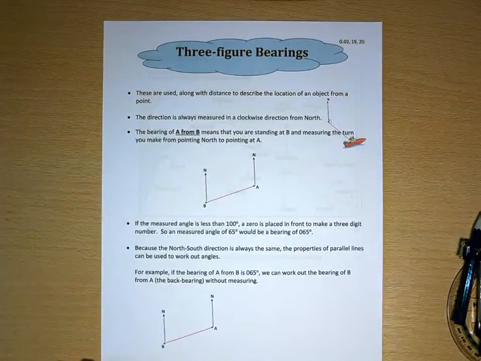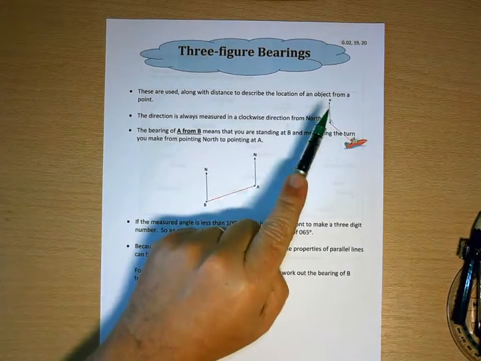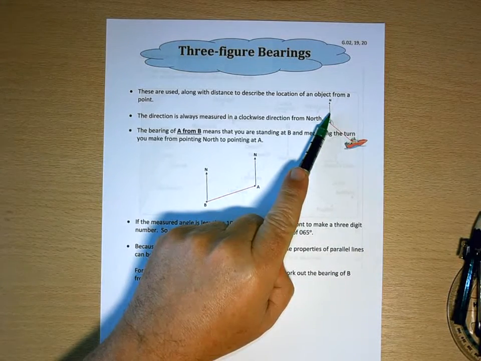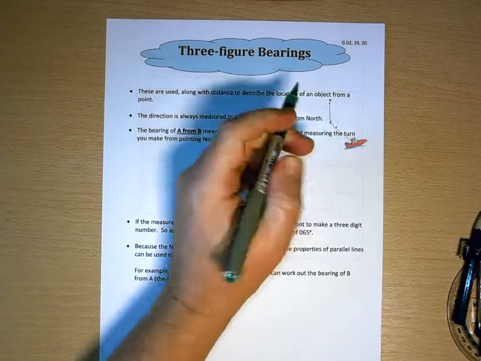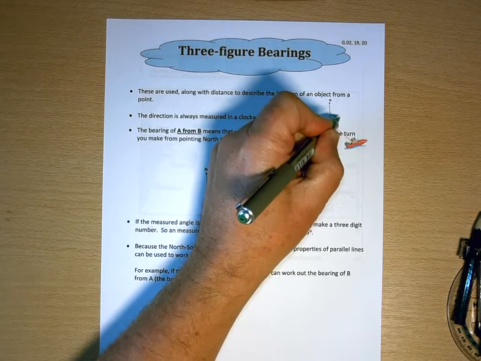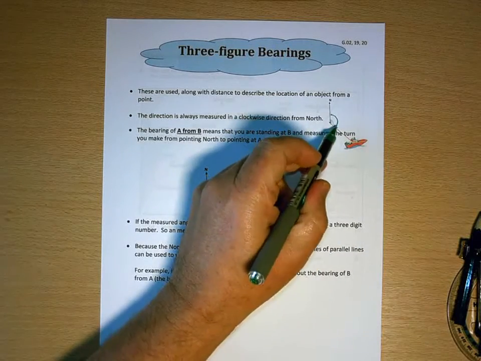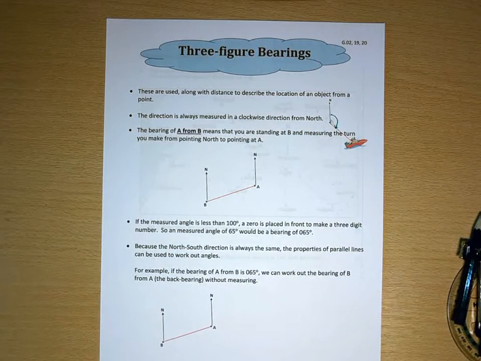So, some facts to kick us off. Bearings are used along with distance to describe how to find something, the location of an object from a given point. The convention is that we always measure bearings from north and in a clockwise direction. So the turn that we rotate from pointing north until whatever we're looking for is in our line of sight is the angle that the bearing is given for.